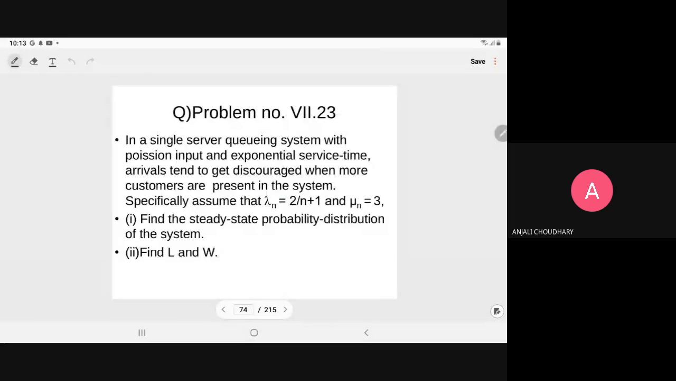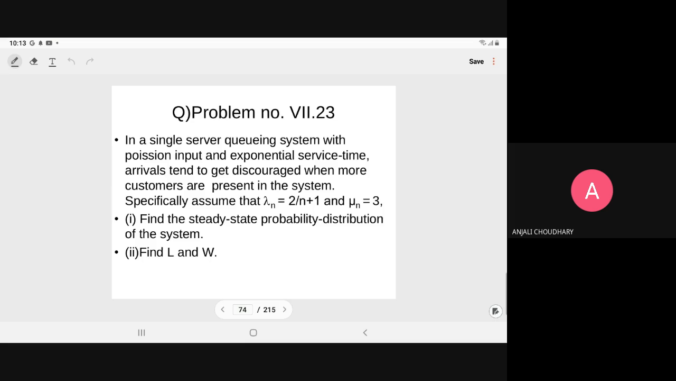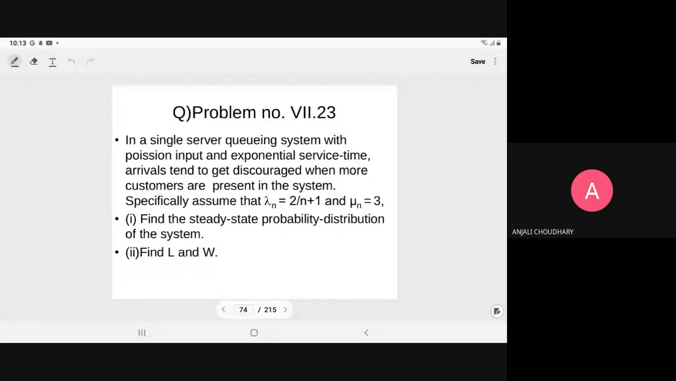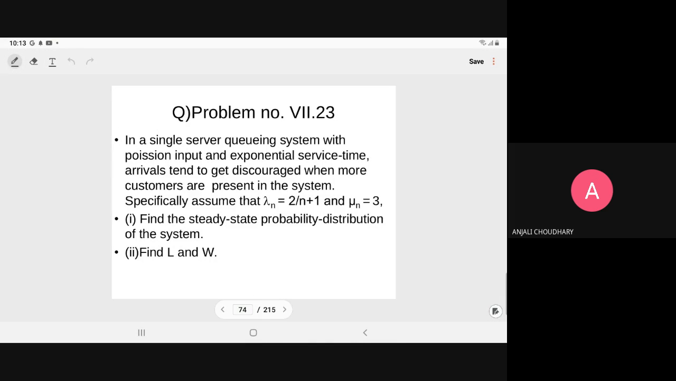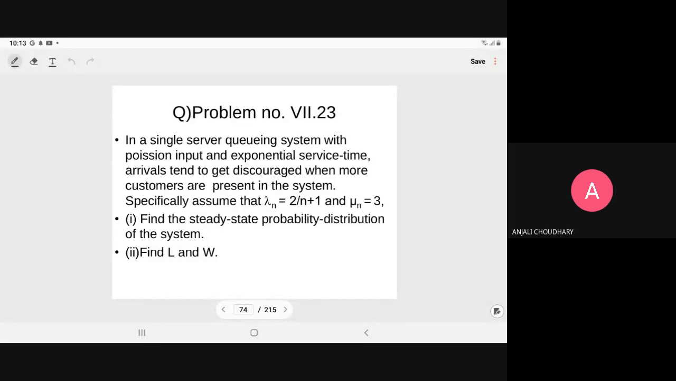Let us take this question. This is from your book. In a single server queuing system with Poisson input and exponential service time, arrivals tend to decrease when more customers are present in the system. Specifically, assume lambda n is equal to 2 upon n plus 1 and mu n is equal to 3. It is given to you that when we have more customers, there is more chance of discouragement.